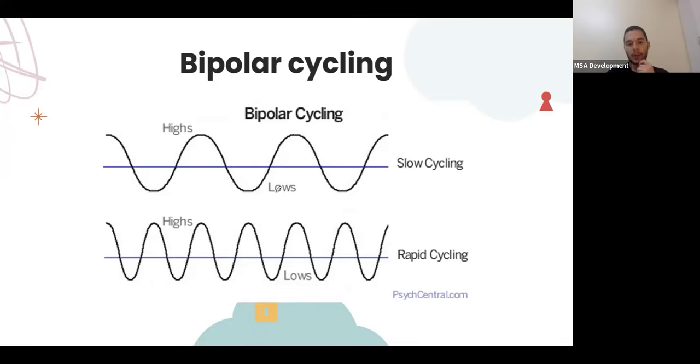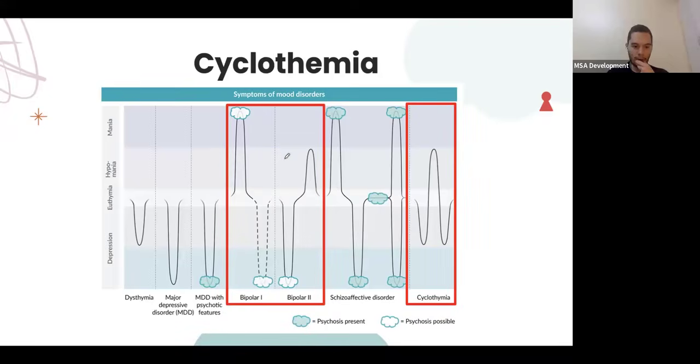Yes, alhamdulillah. Now, for cyclothymia, what was cyclothymia? We said, when I spoke about minor depression, you said cyclothymia. But minor depression is dysthymia. What is cyclothymia? You'd have minor depression plus what? Hypomania. Look at this diagram over here.